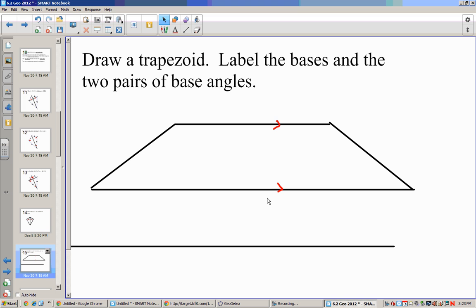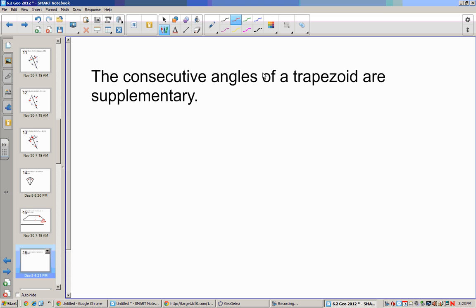And these are parallel. So what we need to figure out or see in a trapezoid is that these two angles will always add up to 180. That's x and y. So x plus y equals 180. So our rule is the consecutive angles of a trapezoid are supplementary. And remember, supplementary means adds up to 180 degrees.